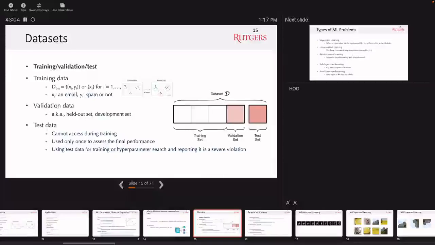And besides training data, we're going to have a validation data or validation set. This is also called held out set or development set. The reason why we need this validation set is that we need it to help us select model.